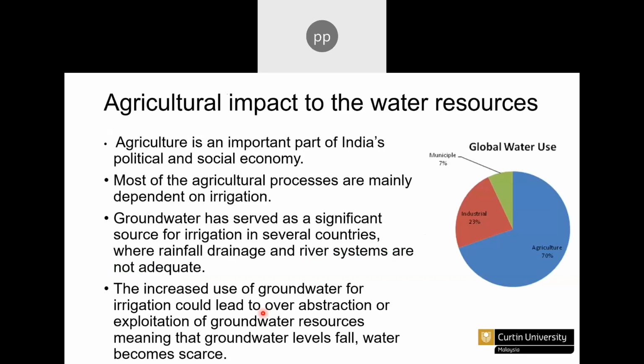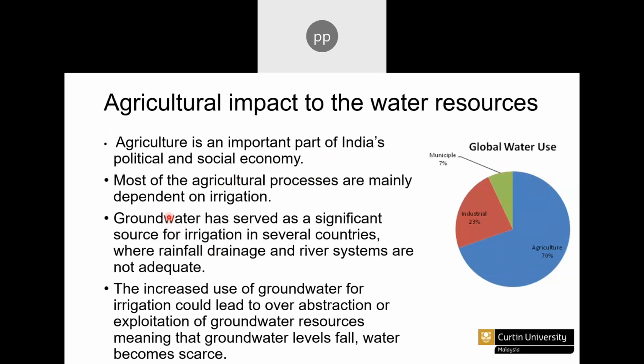If you see this pie chart indicating global water usage, you can clearly observe that 70% of the water is used for agricultural activity. Why? Because agriculture is an important part of India's political and socio-economy. This is not only particular to India. In some other countries, agriculture plays a very vital role in socio and economic growth.